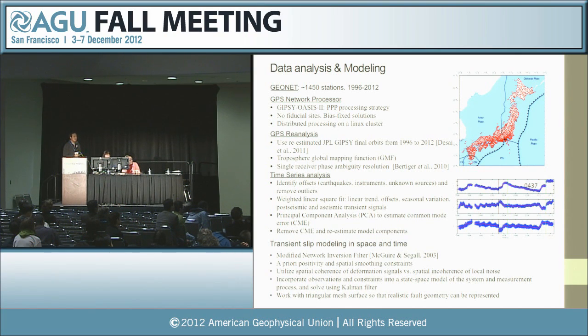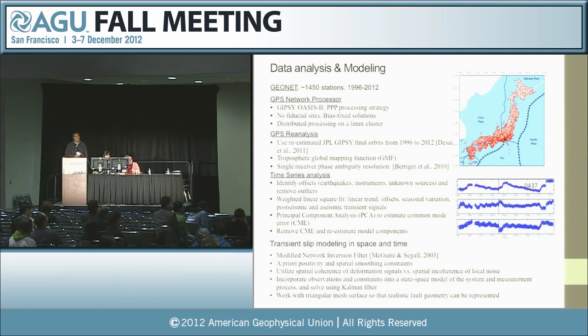Then we subtract those model components and, based on the residual time series, estimate the common mode using principal component analysis, then remove the common mode errors and re-estimate the model components. It's just showing one example using a station near the Bungo Channel area, showing the data and also the model. The model actually fits very well.